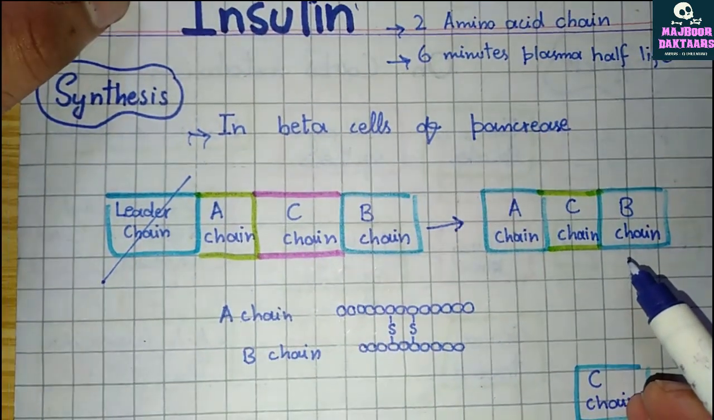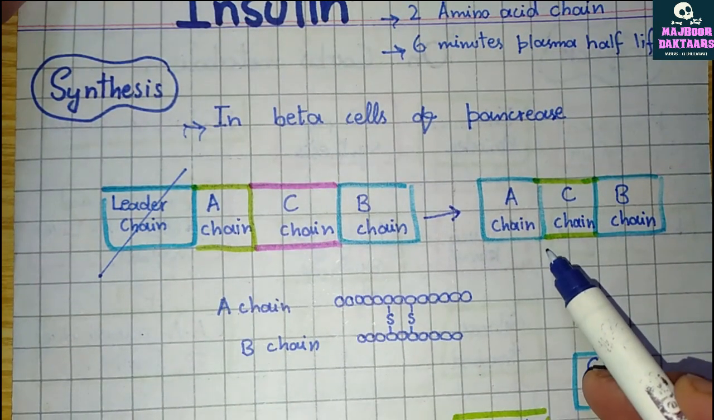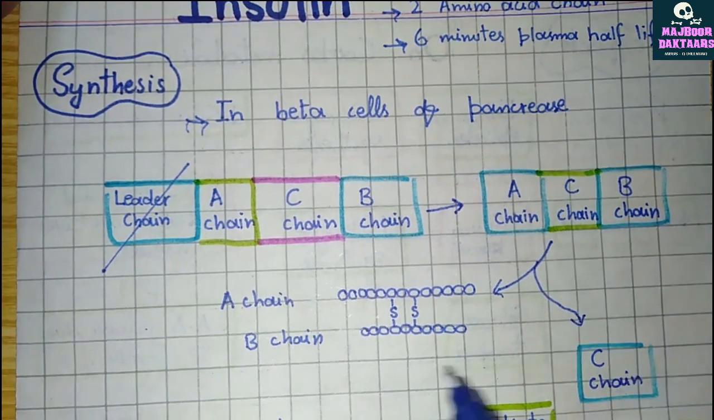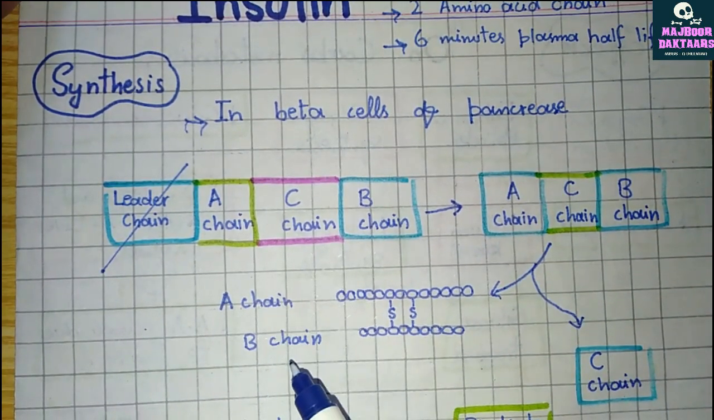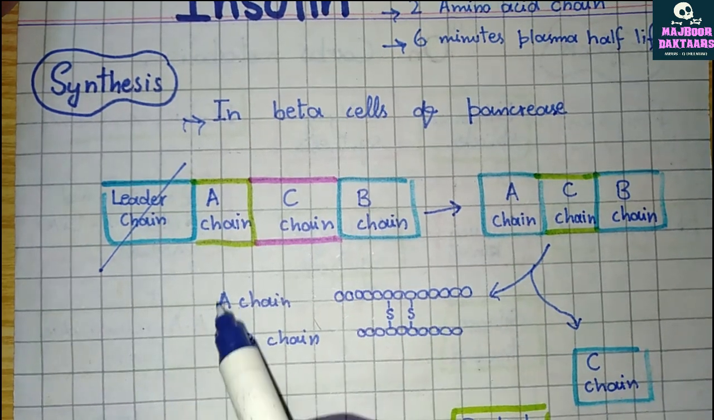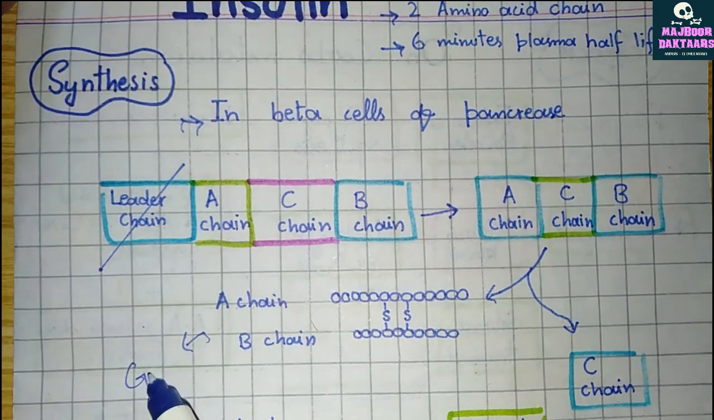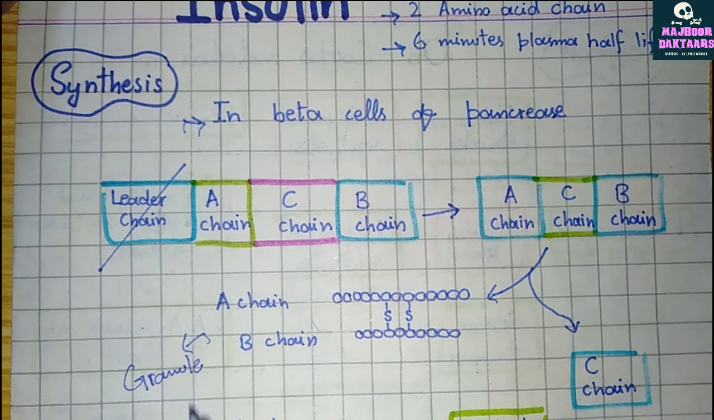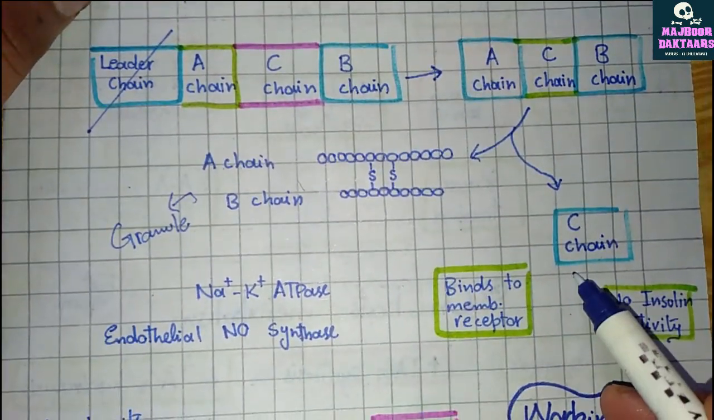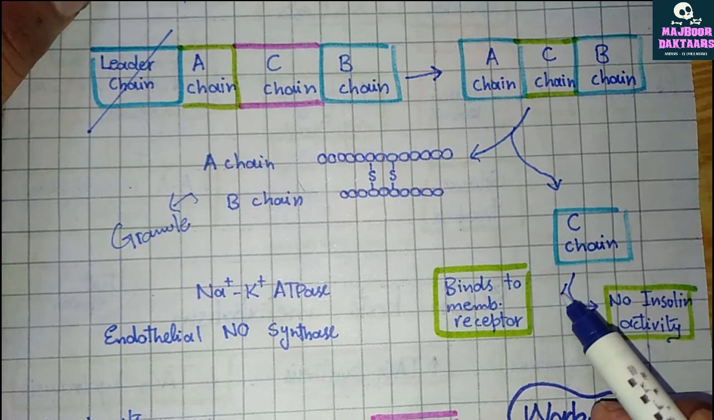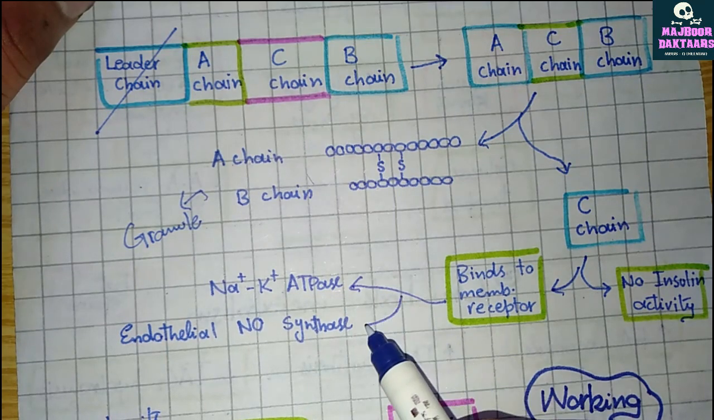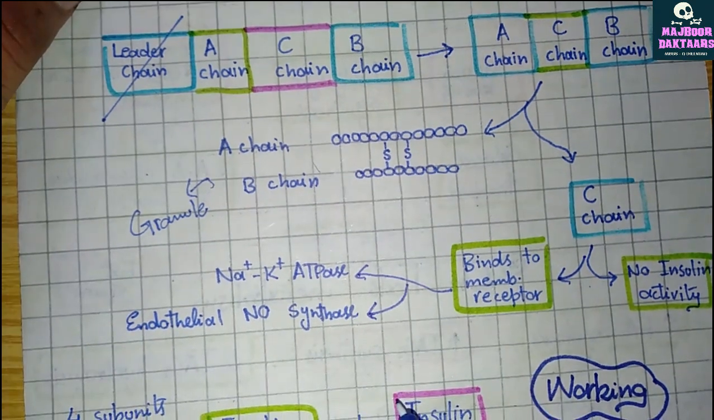Now further enzymatic activities in the Golgi apparatus cause the release of C chain and the formation of disulfide bridges between the A and B chain. This is the normal insulin, which is packed in granules inside the beta cells and released upon subsequent stimulation. Now what happens to the C chain? The C chain has no insulin activity and binds to the membrane receptors like sodium potassium ATPase, endothelial nitric oxide synthase, and has other functions.